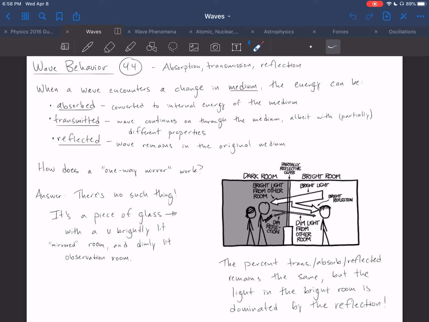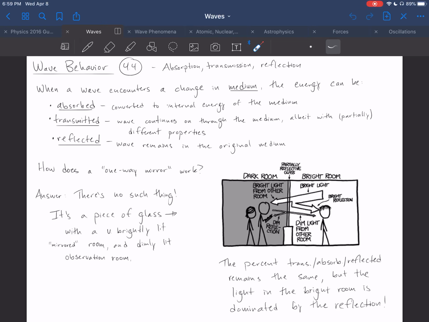So when a wave encounters a change in medium, remember that medium is the word describing what the wave is in. The energy transmitted by the wave can be absorbed, that is converted to internal energy of the medium itself. Transmitted, the wave continues on through the medium, albeit with perhaps different properties. Or reflected, part of the wave remains in the original medium. And the proportion of these, how much is absorbed, transmitted, or reflected, can affect a lot of physical phenomena.